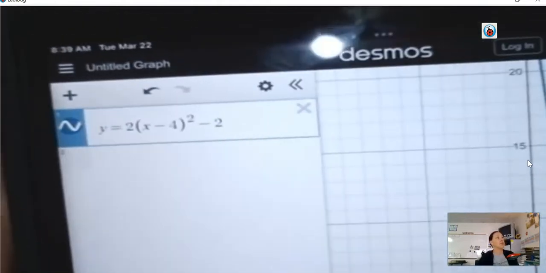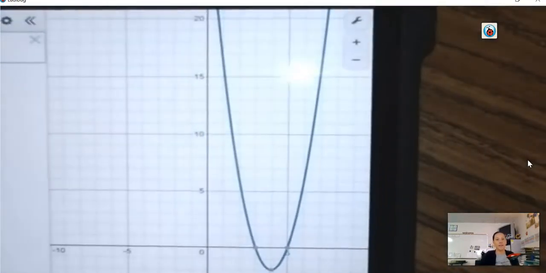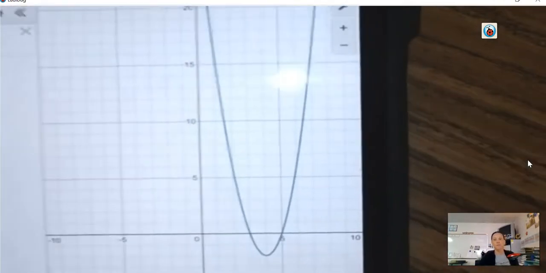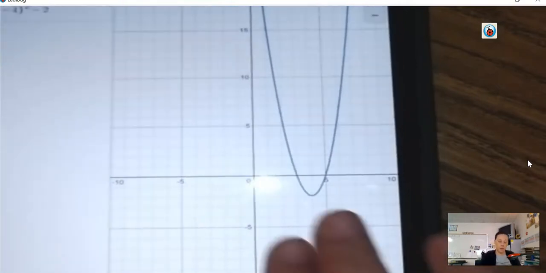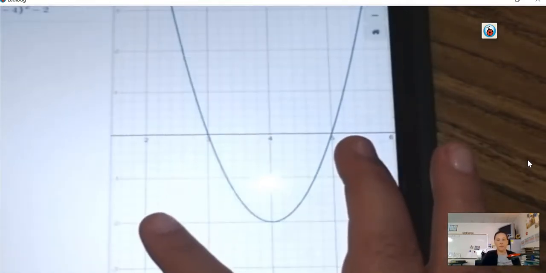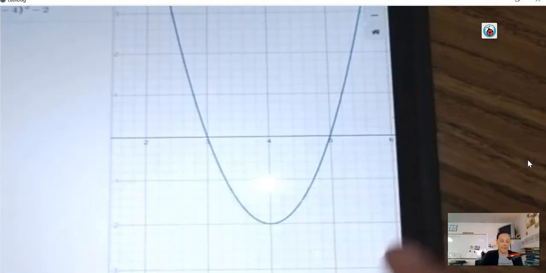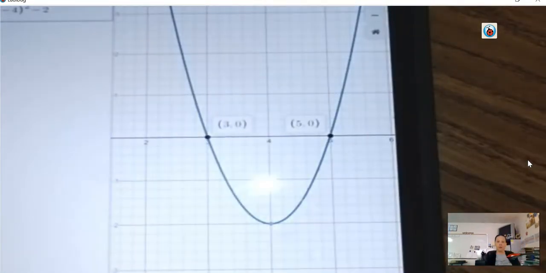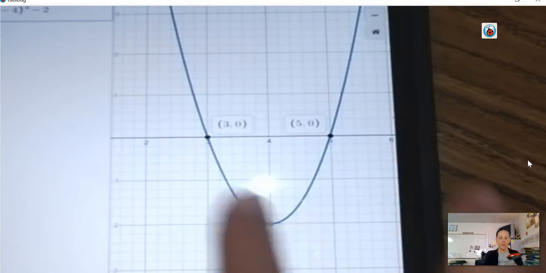Okay, so our equation, and then you got your graph. If you ever can't see your graph, there's a little home key you can always press, the house. Okay, so to find the zeros, the solutions, I would zoom in. It's wherever it's hitting the x-axis. So if you just touch those 2 points, it'll pop up with those solutions. So 3, 0, and 5, 0.